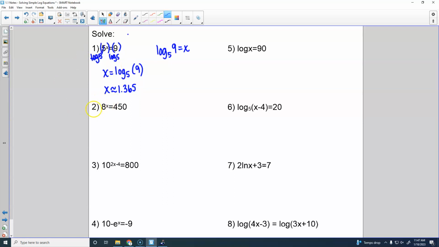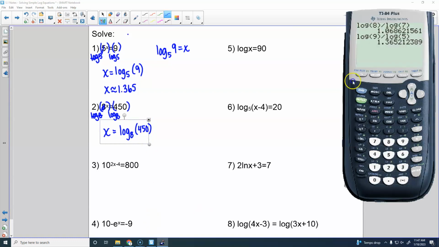If I look at number 2, I've got 8 to the x power equals 450. Since I have 8 raised to a power, to get rid of that, I'm going to do log base 8 on both sides. The log base 8 will cancel with the 8 that is the base here, and I will just have x. Over here I will have log base 8 of 450. Let's see. Lennon, how do I type that into the calculator?